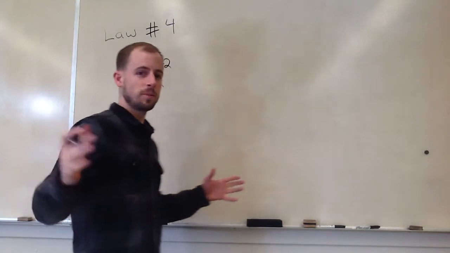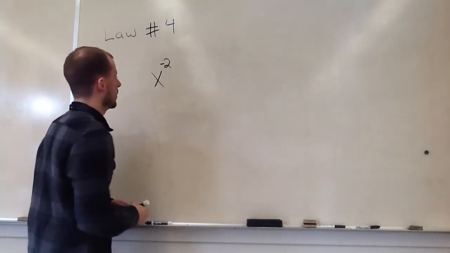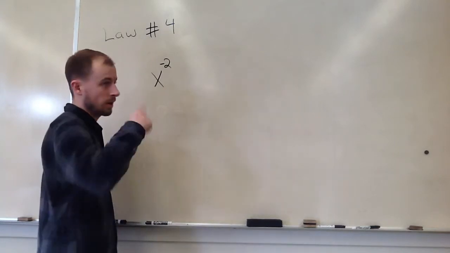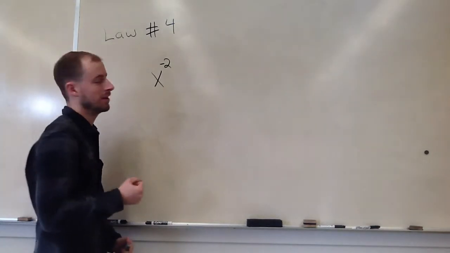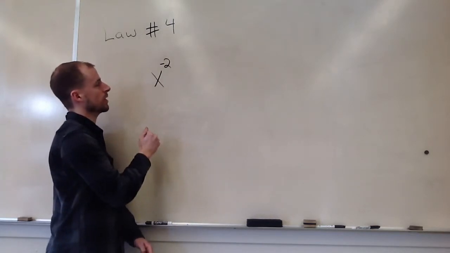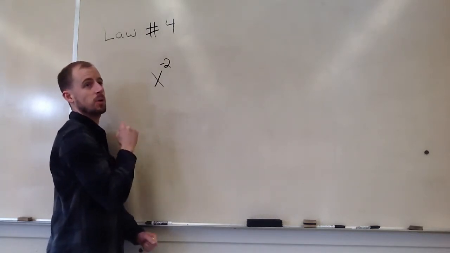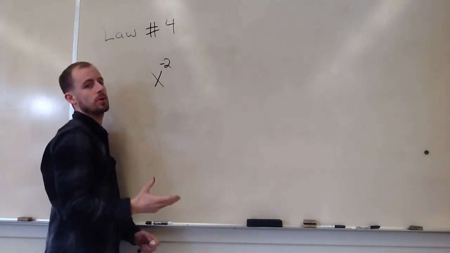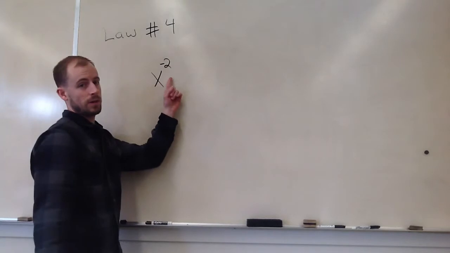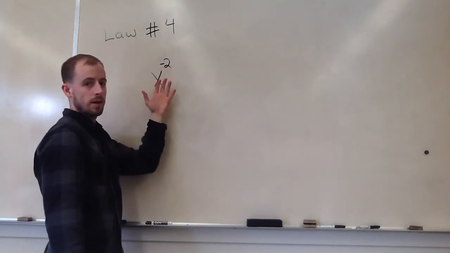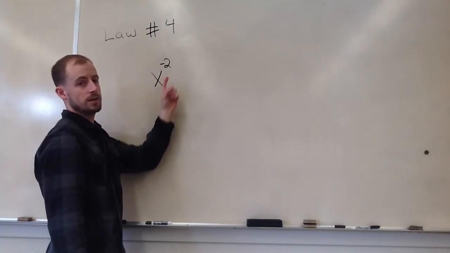Alright, law number 4. We're moving right along. Let's say we've got something like x to the negative 2nd power. Many laws ago, I explained that exponents, you should look at them as symbols, not as numbers. This is what I mean by that. Don't think of this as a negative value. Think of the negative 2 up here as a symbol.